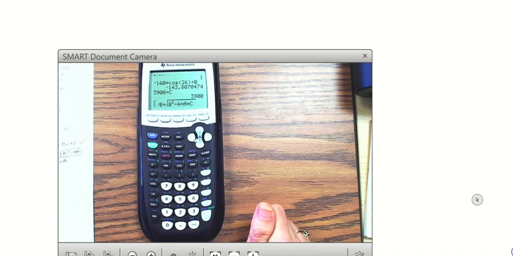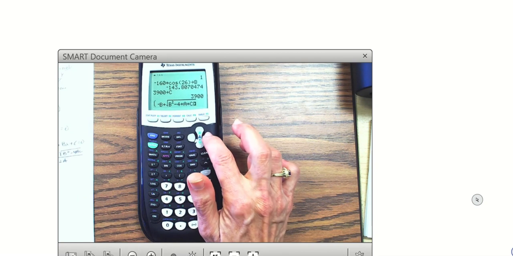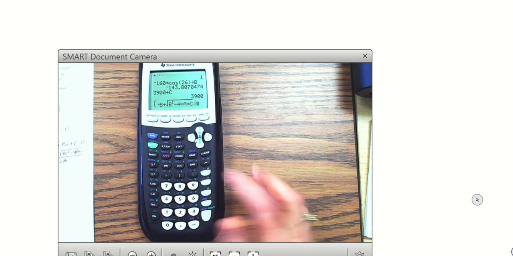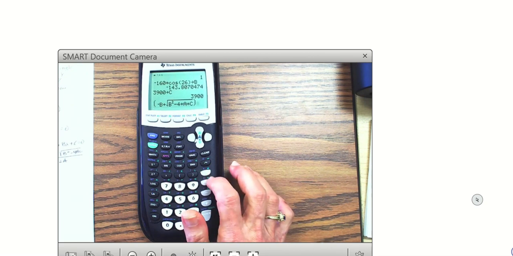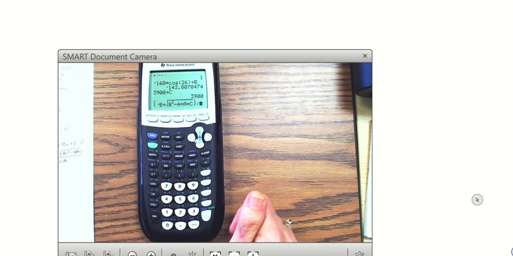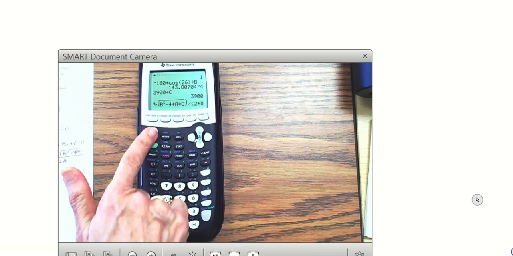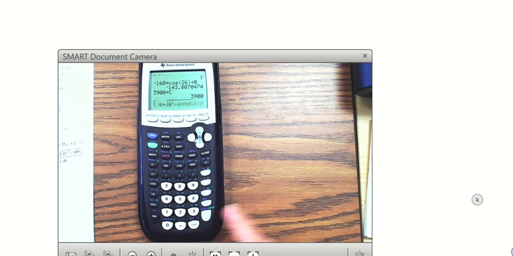Okay, so if I had parentheses, I would close my parentheses to end my square root. I'm going to use my right arrow to jump out of that square root, and I'm going to close my parentheses to end my numerator. So opposite of b plus the square root of b squared minus 4ac all over, so we're going to divide by, open parentheses for the denominator, 2 times a. And I'm going to press enter.